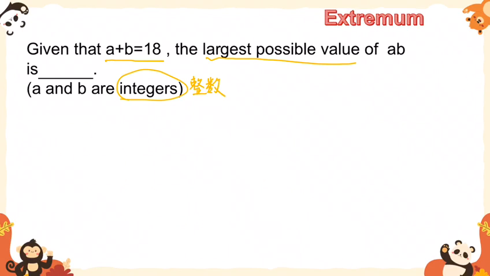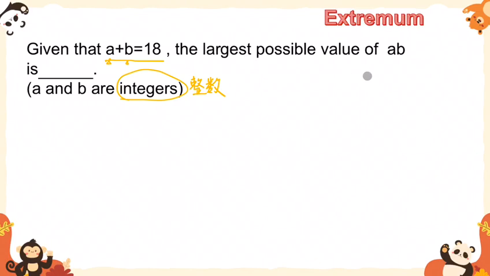Okay, given that a plus b, somebody says, teacher, because it's a and b, they must be different numbers, right? No. In mathematics, only if the question tells you that different letters represent different numbers does it mean a and b represent different numbers. But here, we don't know. So a can equal b. Yeah. They can be equal, okay?